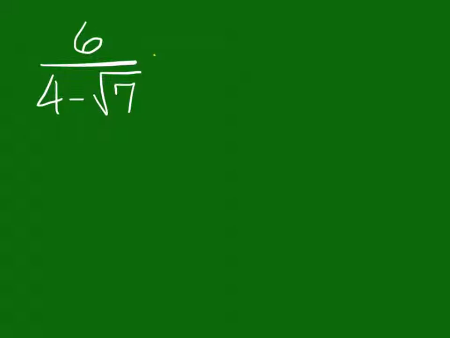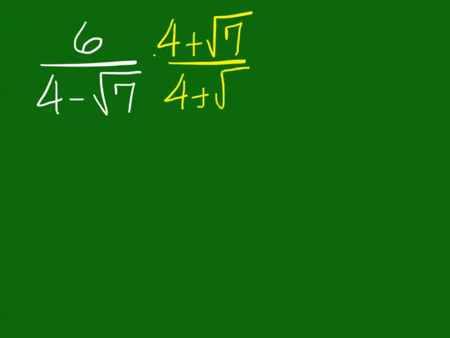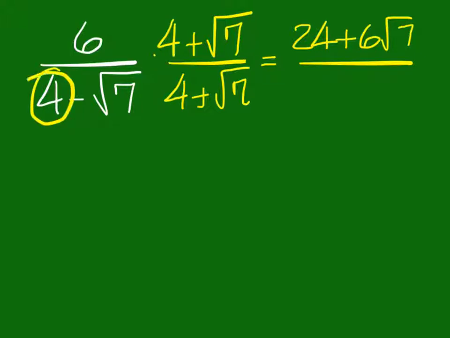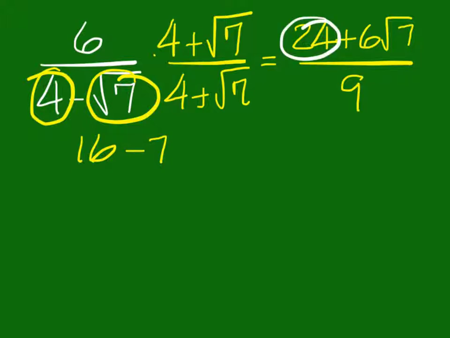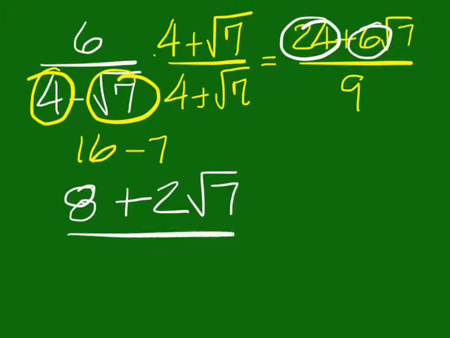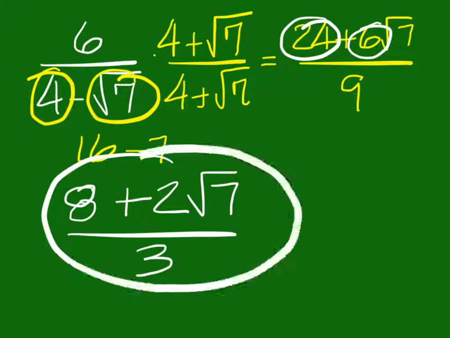On this problem, you have to multiply the top and the bottom by 4 plus the square root of 7. When you do that, you end up with 24 plus 6 square root of 7. And on the bottom, this is 16 minus 7, which is 9. There are no numbers that come out of, well, actually there are. You can divide 24 by 3 to get 8, 6 by 3 to get 2, and then on the bottom by 3 to get 3. 8 plus 2 square root of 7 over 3 should be the final answer.